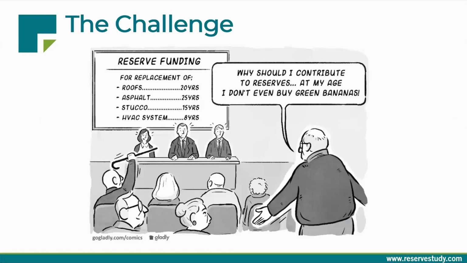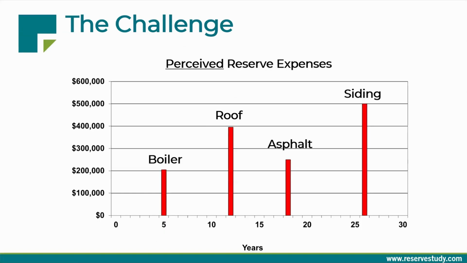Okay. This cartoon illustrates a pretty common misconception that reserve funding is about expenses in the future. You can see the homeowners here reacting to a presentation about the roof getting replaced in 20 years, asphalt in 25 years, all these type of future things. And of course, they're reacting and upset because the gentleman speaking doesn't want to set aside reserves because at this point in time, he isn't even buying groceries well in advance, okay? They're thinking like this, that reserve expenses are discrete, separate expenses at scattered points of time in the future.